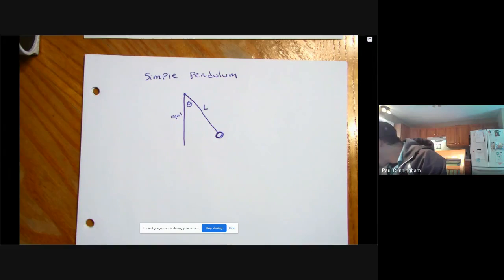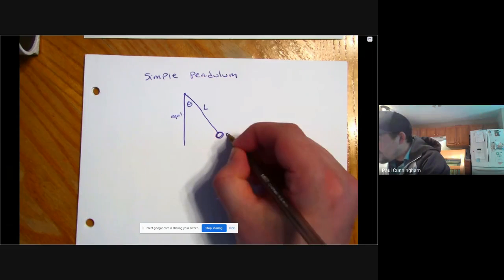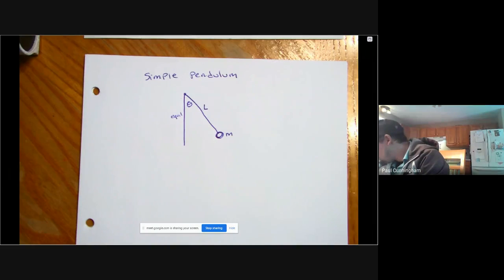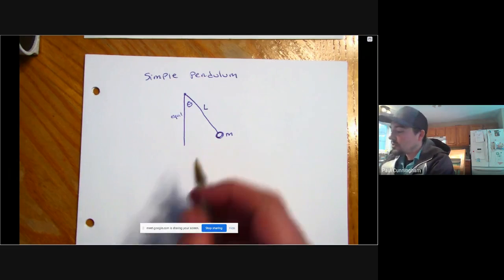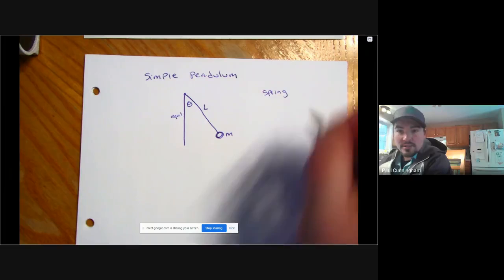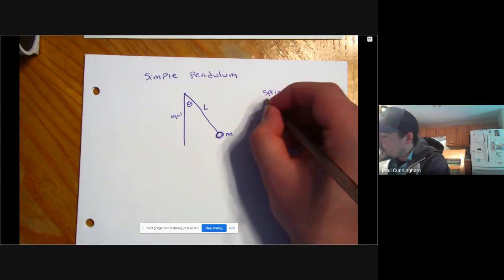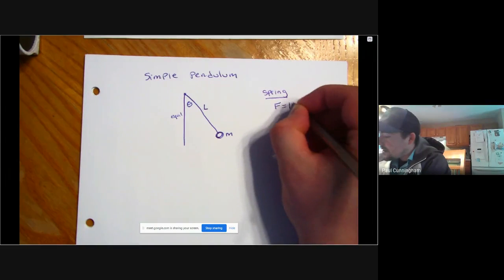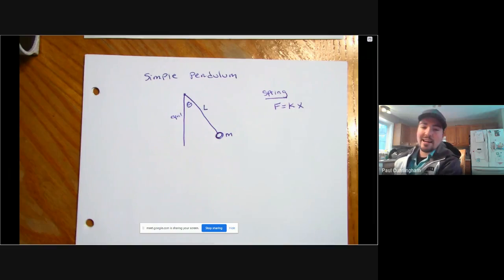And so let's talk about, we have a mass over here, just like it was on the spring. And let's talk about the restoring force. So in a spring, the restoring force was F equal to KX. And that's where we all started. So we got to start kind of in the same place.